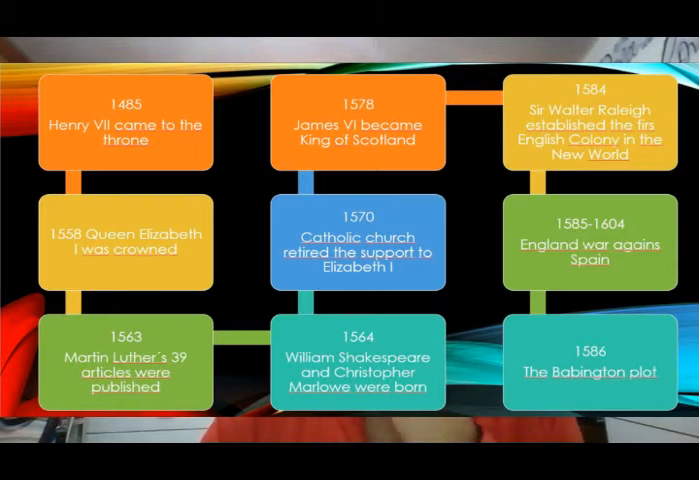In 1570, the Catholic Church retired the support to Elizabeth I. The Catholic Church said, okay, you decided to be Protestant, so we are not going to work with England or have a relationship with you. Remember that before that, the political system was divided into the church and the presidents or the kings. So in that period the Catholic Church retired the support. They said, okay, we are not going to work with you anymore.